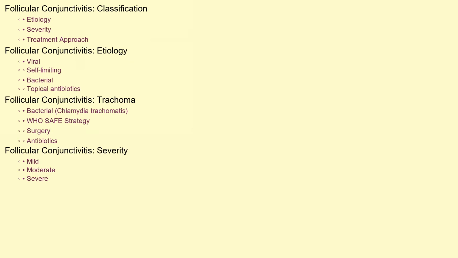Follicular conjunctivitis can be broadly classified based on the underlying cause. Viral follicular conjunctivitis is usually self-limiting. Bacterial follicular conjunctivitis requires topical antibiotic treatment. Trachoma, a specific type of bacterial follicular conjunctivitis caused by Chlamydia trachomatis, has its own distinct classification system based on the World Health Organization's SAF strategy: surgery, antibiotics, facial cleanliness, and environmental improvement. Furthermore, follicular conjunctivitis may be further categorized depending upon severity levels such as mild, moderate, or severe.